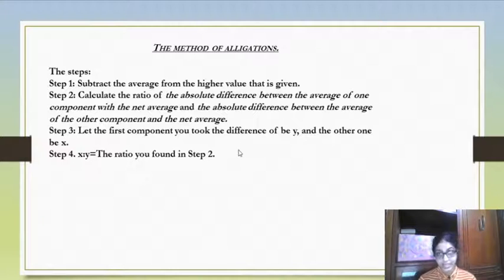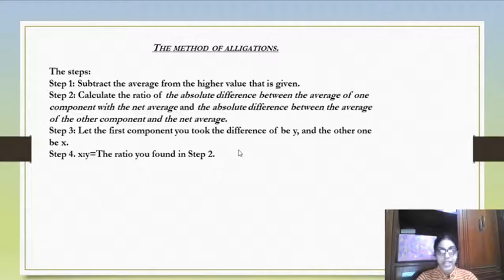So the steps for the actual problem. Let the number of students with average 39 be x. Let the number of students with average 15 be y. The net average, as we know, is 35 for all of the students. So x is to y is the total average minus the average of y, the mod or the absolute value of that. So even if we get a negative, we do not take the negative, divided by the total average minus the average of x.